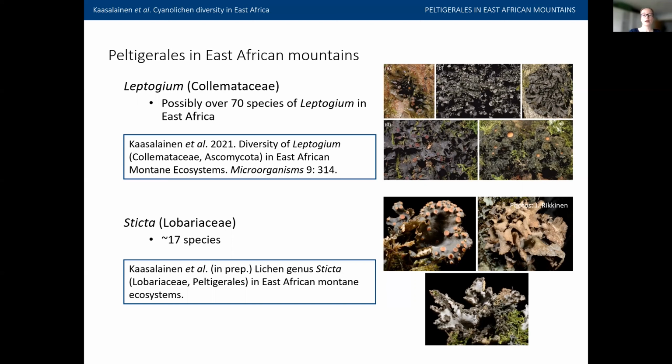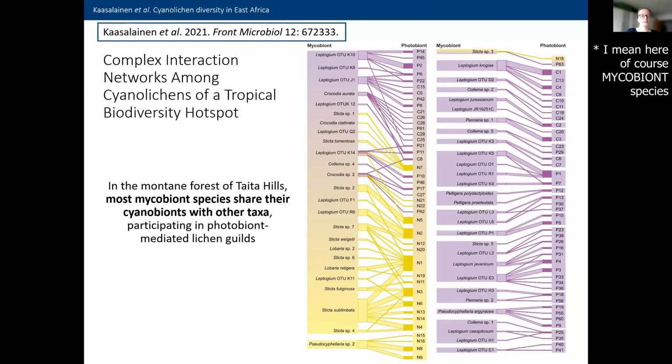And then if we take a look at the interactions between all those Peltigeralian taxa that associate with nostoc and their cyanobionts in the Taita Hills, well, at first we can see that most cyanobiont species share their cyanobiont with other taxa, and hence they participate in photobiont-mediated lichen guilds. So in this figure, again, we have the mycobiont species on left and the photobiont or cyanobiont variants on right. And in this figure, the colors refer to the nostoc type.